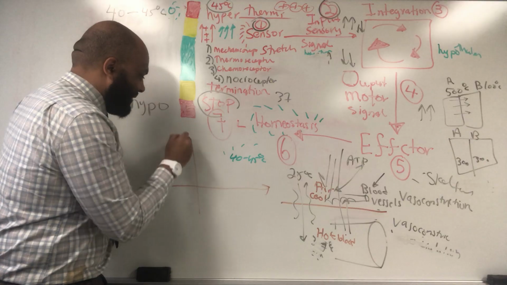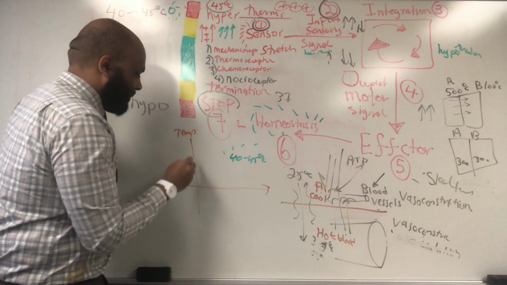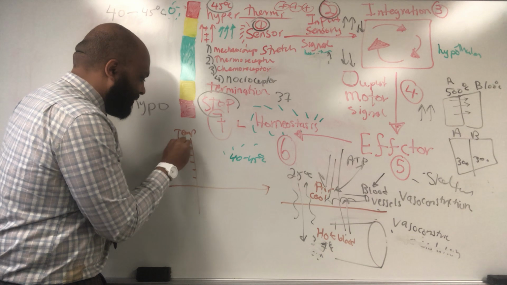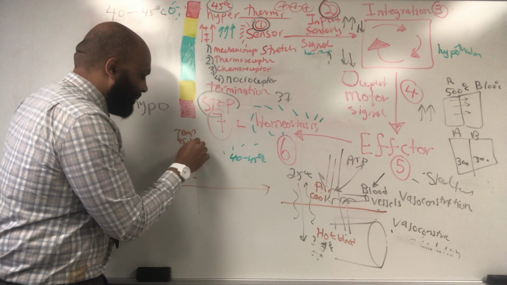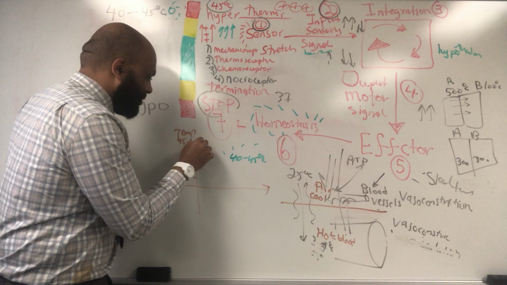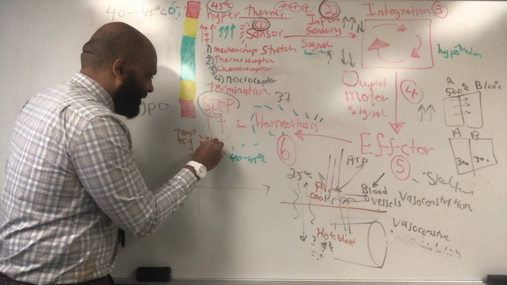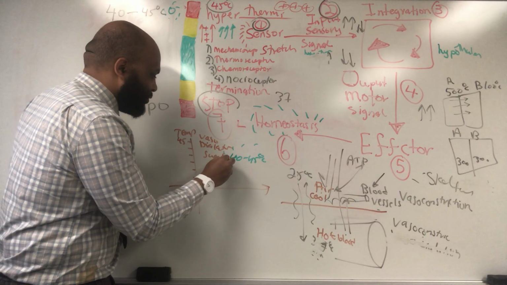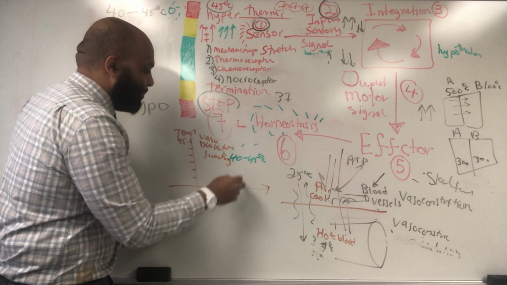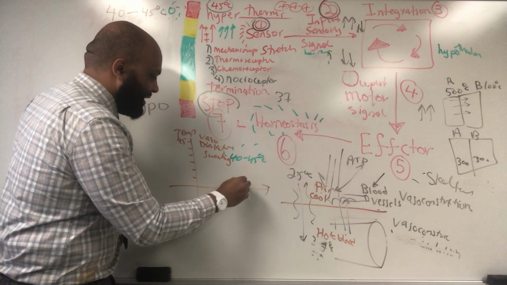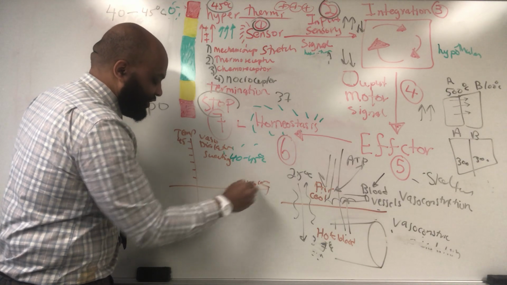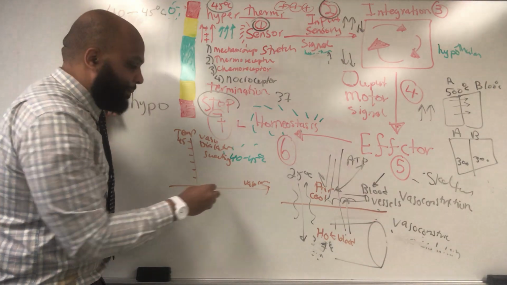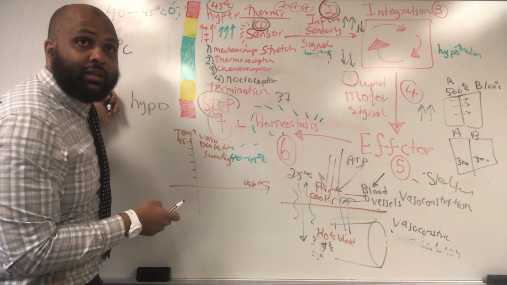Here we see that as time went on, and this is the temperature, when temperature went up to 45 degrees, what happened? There was vasodilation, and there was sweat gland stimulation. But when we get cold, what happened was there was vasoconstriction, and there was also shivering.